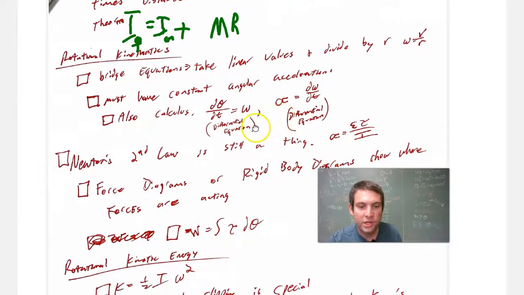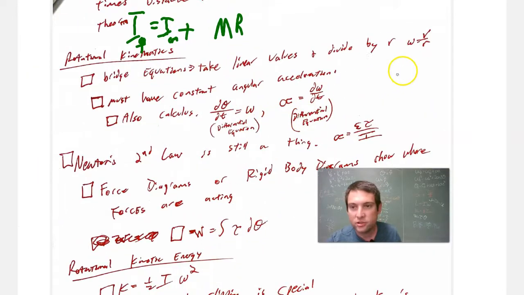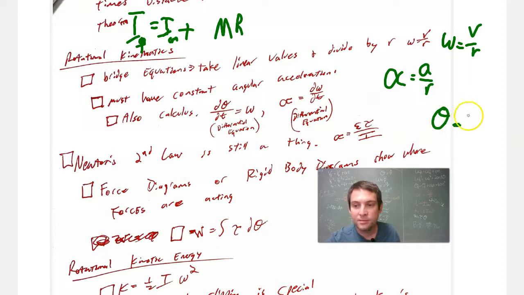Rotational kinematics. Remember your bridge equations. Those bridge equations are taking your translational thing and putting it over a radius. So if we're looking for angular acceleration, we're going to take our translational acceleration, put it over a radius. If we want angular velocity, we're going to take regular velocity, put it over a radius. If we want angular displacement, we're going to take regular displacement and put it over radius.